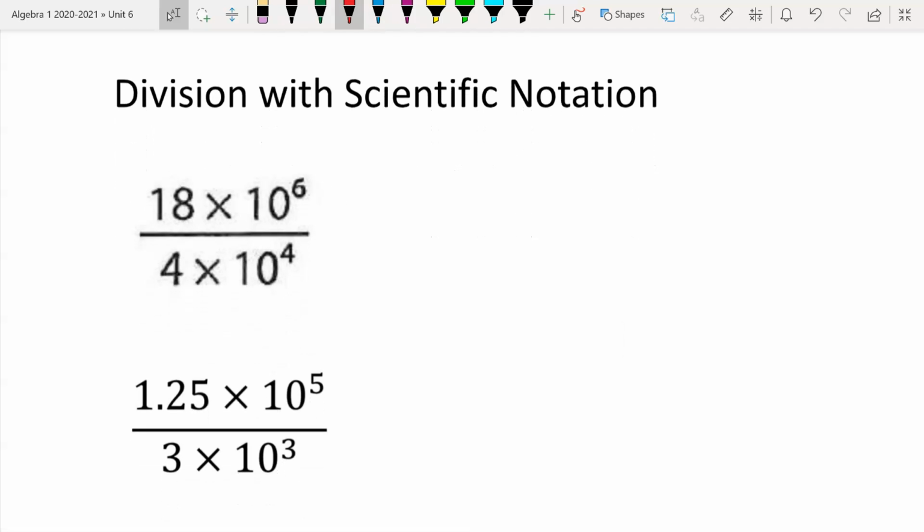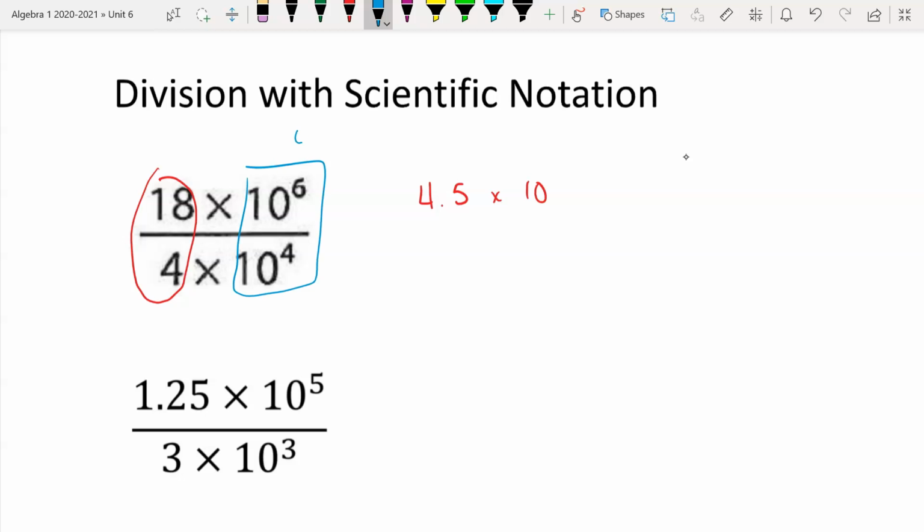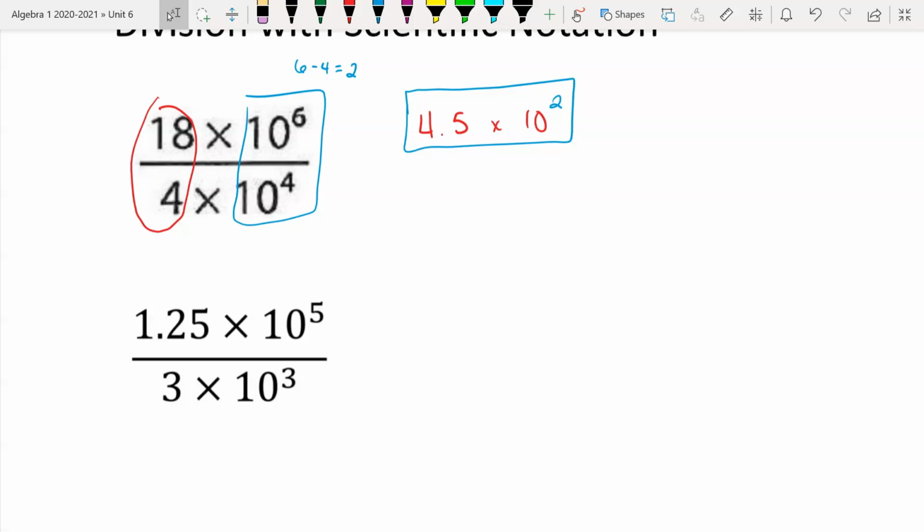All right, now vice versa, division within scientific notation, right? We're just using exponent rules. Kind of the same thing. I'm going to take my coefficients. I'm going to divide those. So 18 divided by 4 gives me 4.5. And then don't forget, in division, what do we do with the exponents? We subtract them. So that's times 10 to the second, because that takes 6 minus 4. Okay? Go ahead and try the second one again.